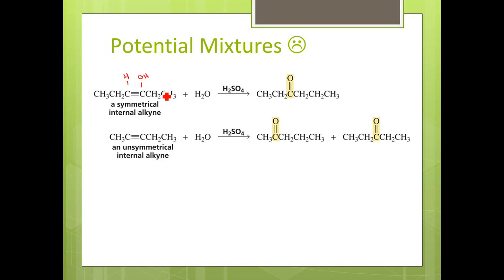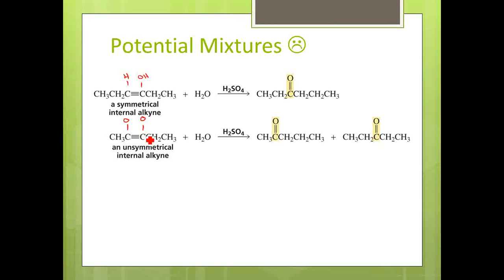Alright, so if we have a symmetrical alkyne, we can imagine we're putting the OH on one side and the H on the other. So the OH is going to be in the 1, 2, third position. If I put it on the other side, it would have been the 1, 2, third position. Doesn't make a difference, but what we're going to do is see that this enol completely changes to a carbonyl and makes a ketone.